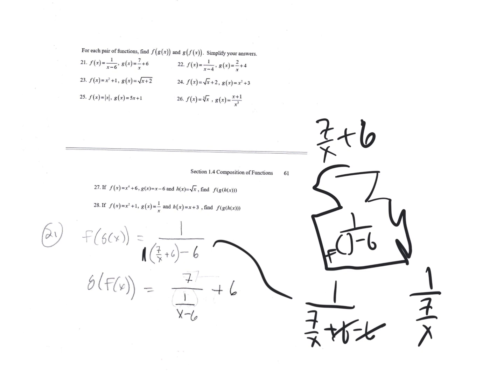And remember, anytime you see a 1 over, that means take the reciprocal. So I'm going to flip the 7 over x to get x over 7. It would also be appropriate to write that as 1/7 x if you wanted to do it that way. So that's how that simplifies, and I hope that helps.